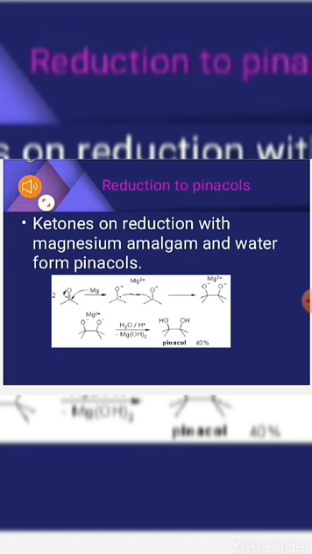Another important reduction reaction of ketones is the Pinacol reduction reaction. It takes place in presence of magnesium amalgam in water. It's a kind of condensation reaction as well as a reduction reaction, in which two ketone molecules combine and then are reduced to alcohols.